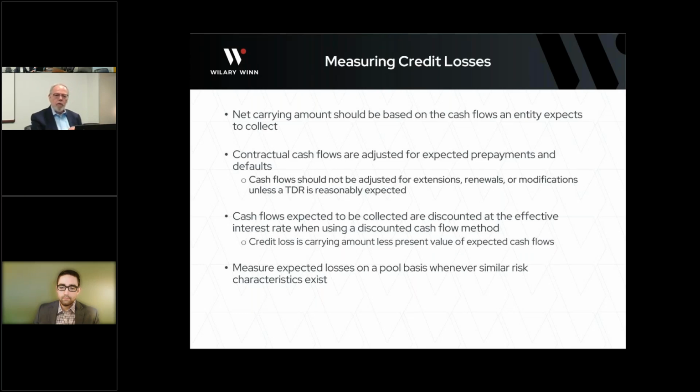And then we measure losses at a very granular level and then aggregate them up. And Mike will talk about that in detail. As a result of that approach, we're meeting the pooling standard that's cited as part of the standard. So we actually view a discounted cash flow model as the most pure implementation of the CECL standard.